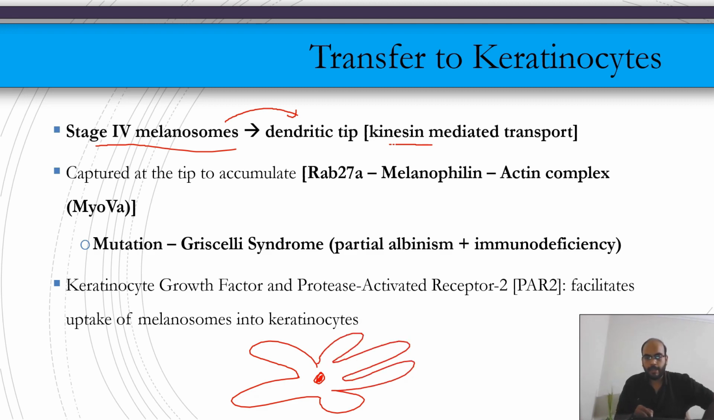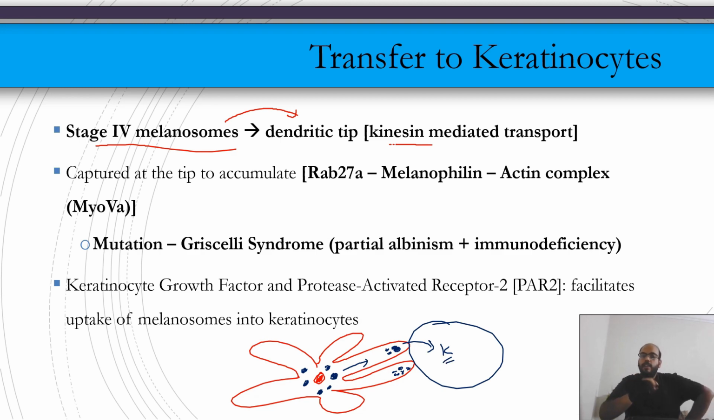okay, and melanosomes denoted by blue are formed in the cell body, and these are stage 4 because they are melanized. They will gradually move towards the tips and they will get accumulated at the tips, and from the tips they will go inside keratinocytes. Okay, so this is how they get transferred. The melanosomes get transferred from melanocyte to keratinocyte.